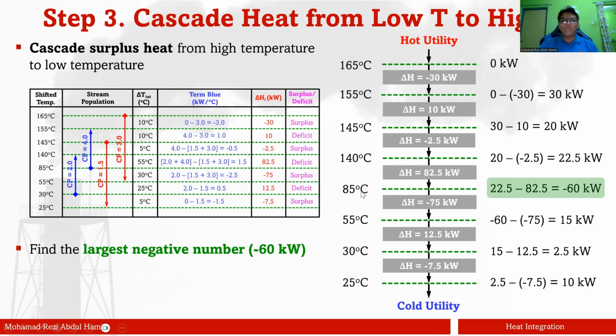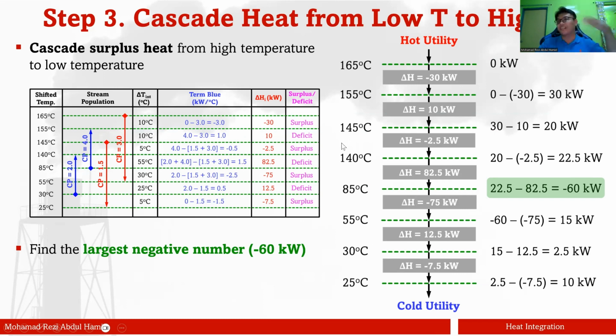Between 140 to 85, you assign 82.5. And then between 85 to 55, you assign minus 75. Between 55 and 30, you assign negative 12.5. You assign 12.5, which is here. And then lastly, between 30 to 25, you will have enthalpy of negative 7.5. So you create something like this.